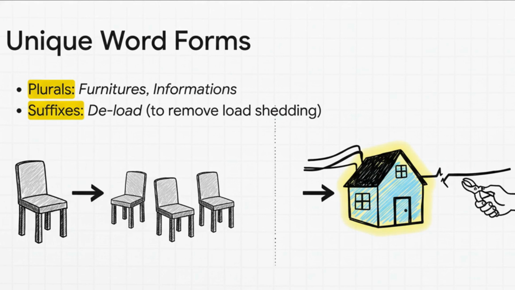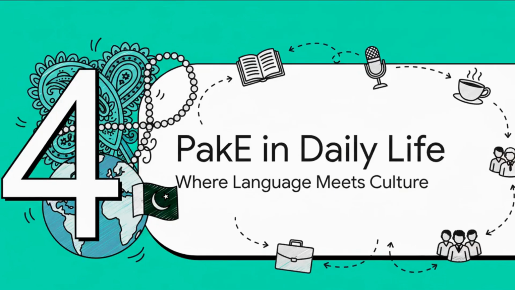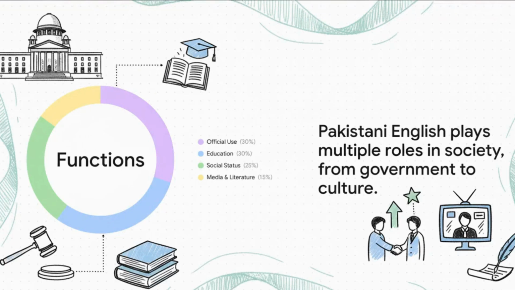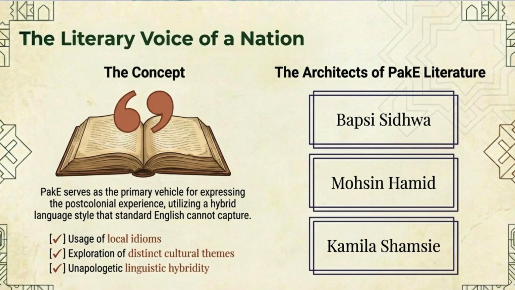Okay, so we've looked at the building blocks, right? The grammar, the vocabulary. But how does this all actually work in daily life? This is where we get to see just how deep the roots of Pakistani English go in the country's culture. And its role in Pakistani society is, well, it's massive. It's the official language for the government and the courts. It's what you're taught in at university. And on top of all that, being fluent in English is often seen as a sign of social status, of being modern. It is absolutely central to professional and social life there.